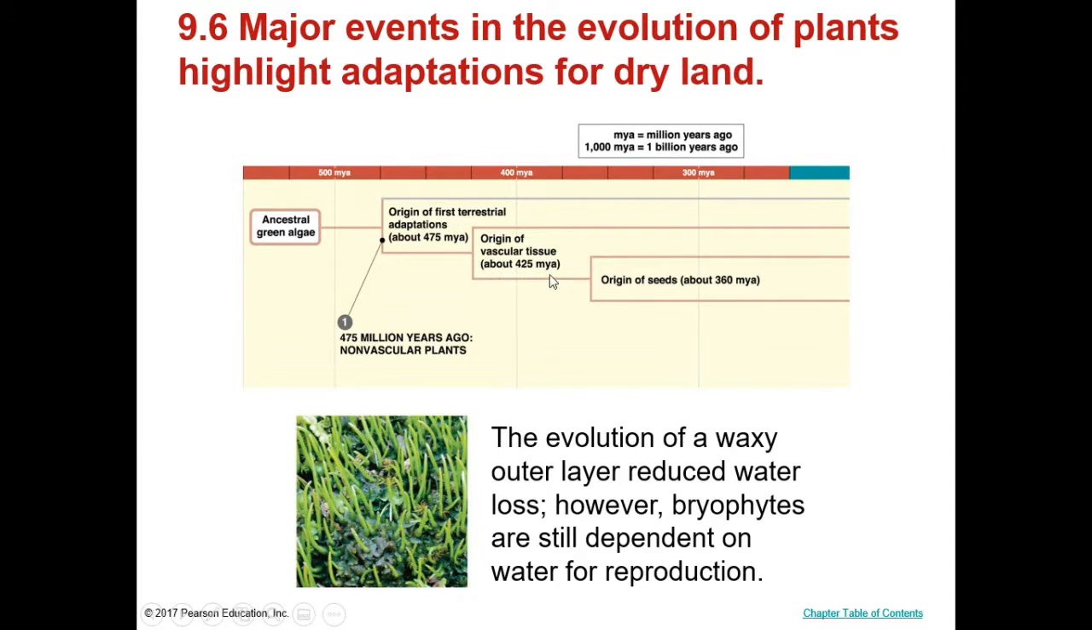And then 360 million years ago, seed plants actually came about, your gymnosperms and your angiosperms, okay? So again, it took from 425 to 360 million years ago. That's like 65 more or less million years that had to go by in order for these seed plants to evolve. Okay, so that's a long time for plants to have evolved.